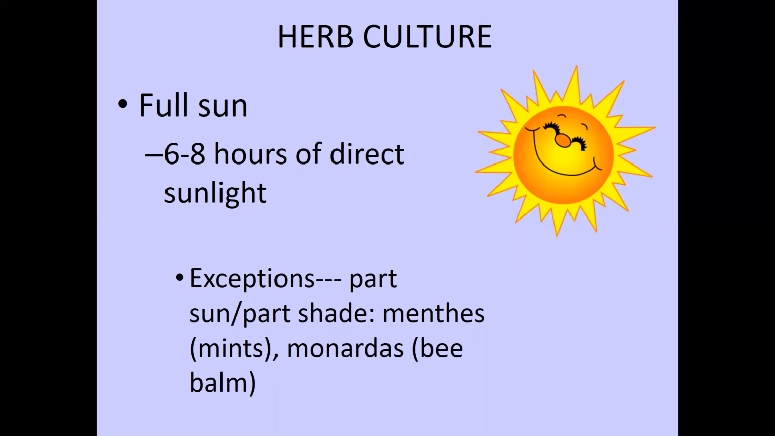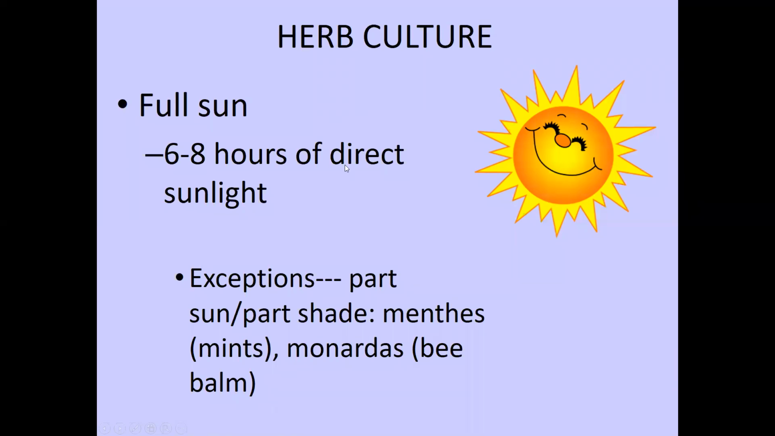Anywhere from 4 to 6 hours is what we call part sun, and less than that is usually part shade or full shade. So herbs are going to do best in at least 6 to 8 hours of direct sunlight. If you don't have that, that doesn't necessarily mean that you cannot plant herbs. It just means that they may not produce as well for you, or you may have a little bit more difficulty getting them to thrive.